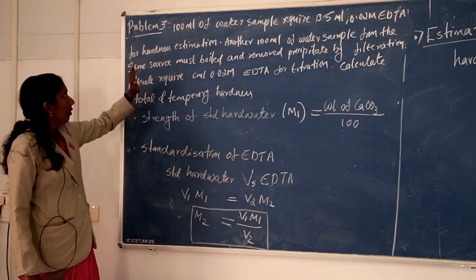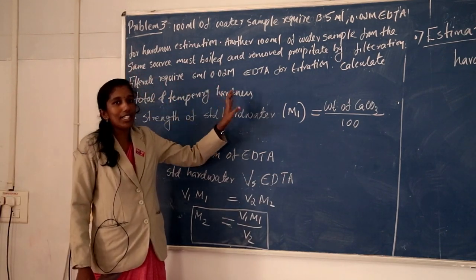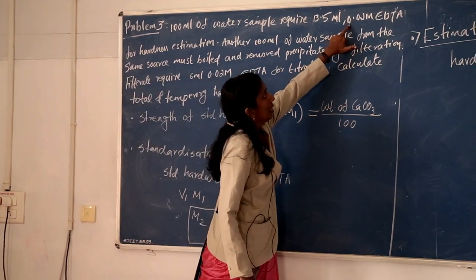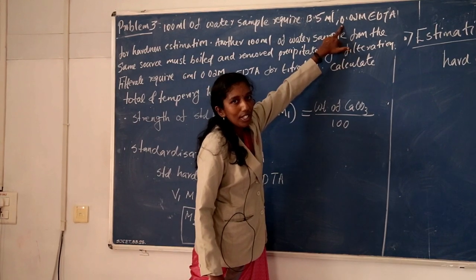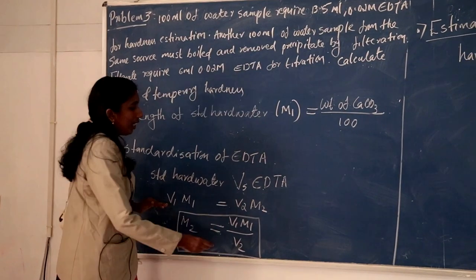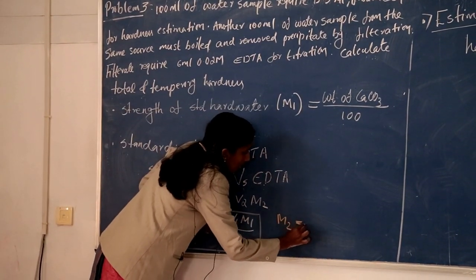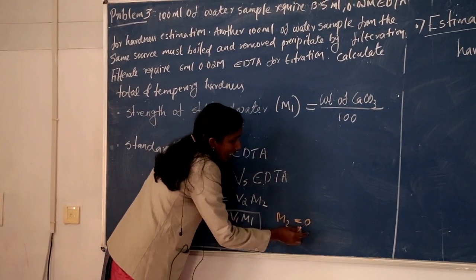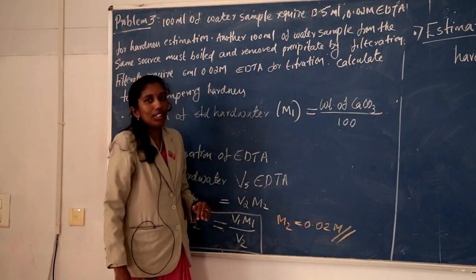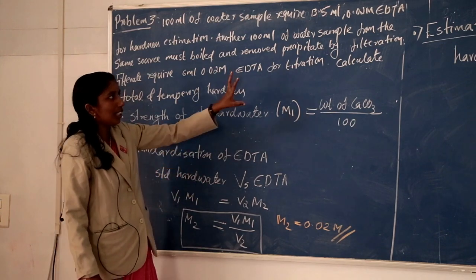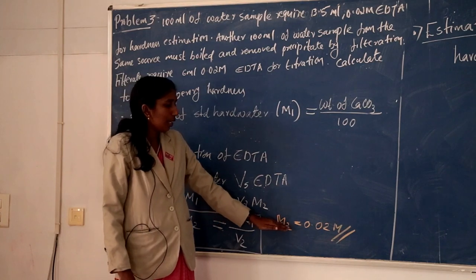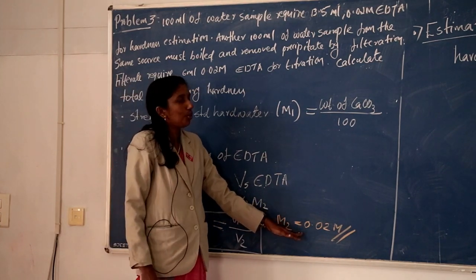In problems 1 and 2 we found the strength of EDTA. But in this problem, the strength of EDTA is given as 0.02, so we do not need the earlier step. We can write directly that M2, the strength of EDTA, is equal to 0.02 molar.